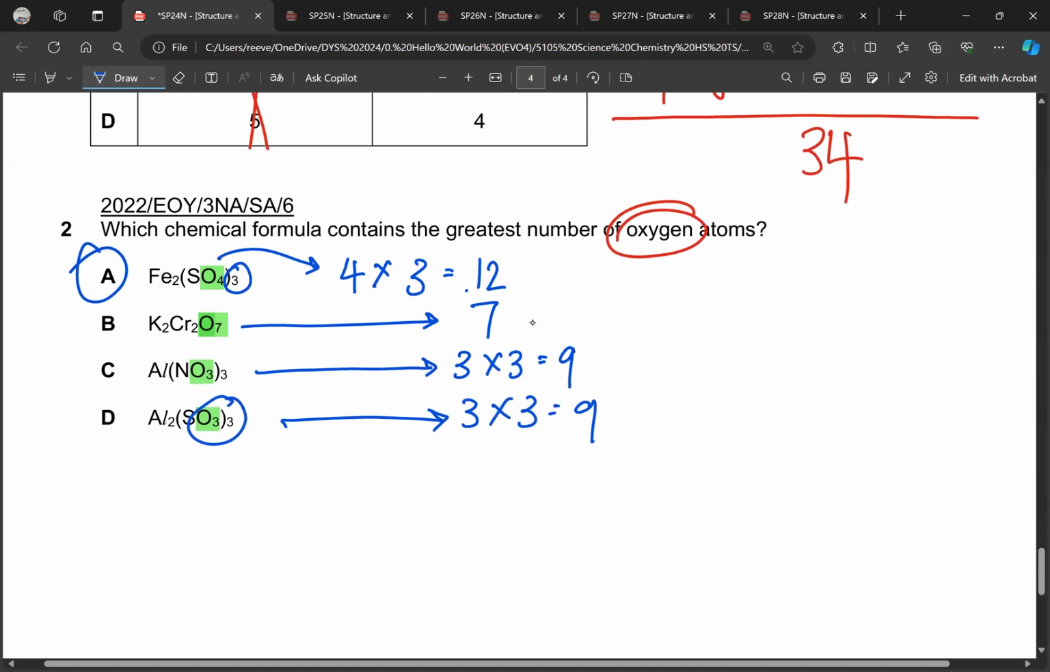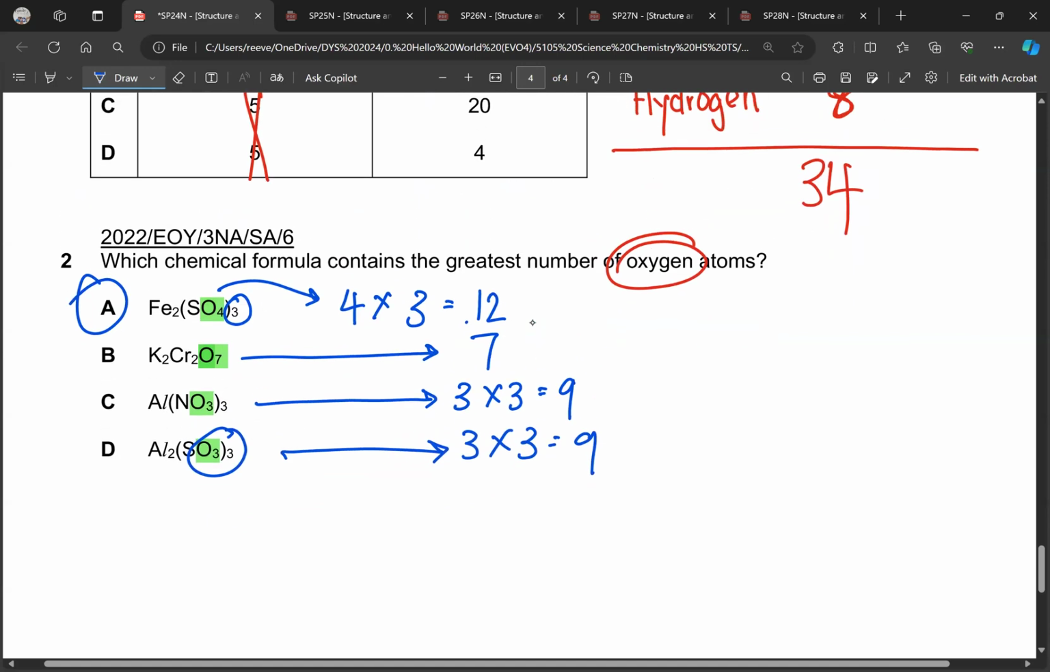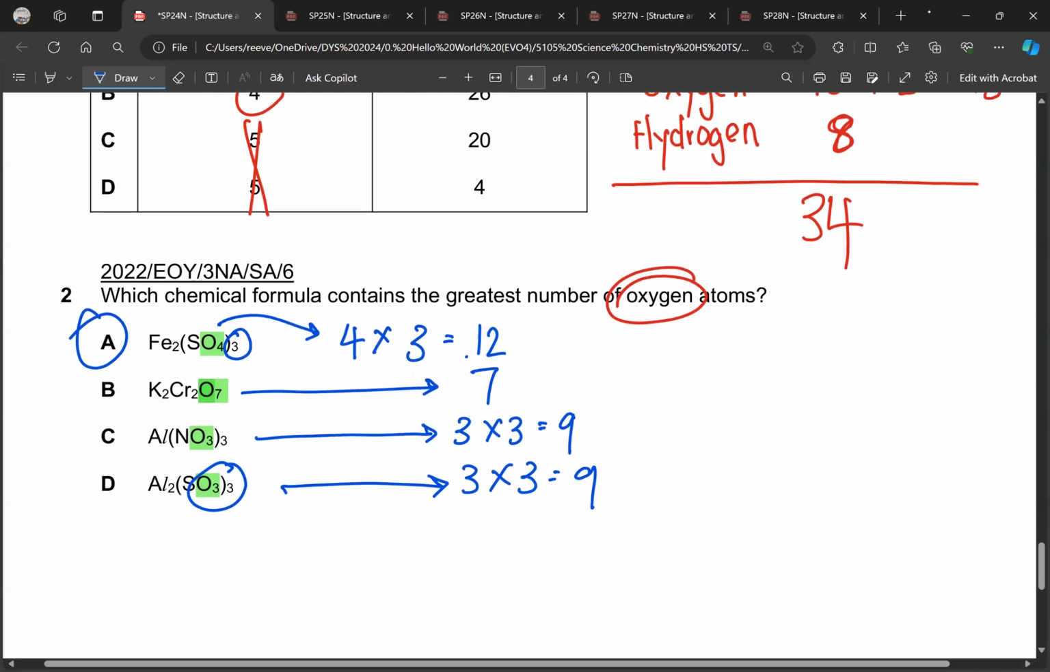Any question? Is it very easy for compound? I hope it's not too difficult. Okay, if not, no question.